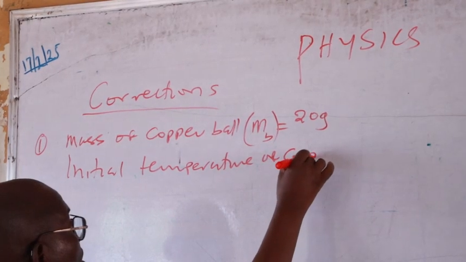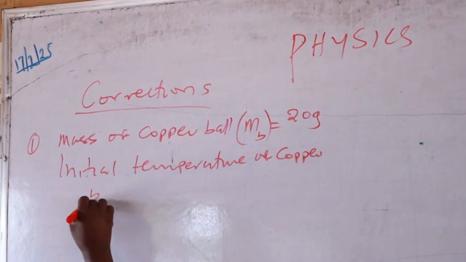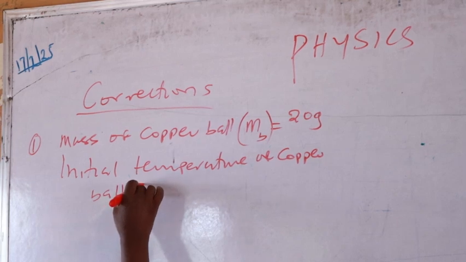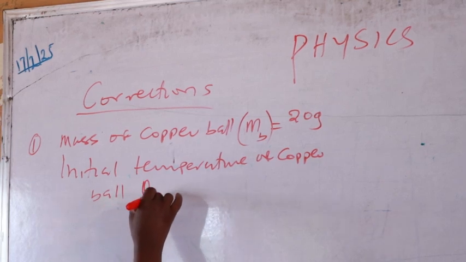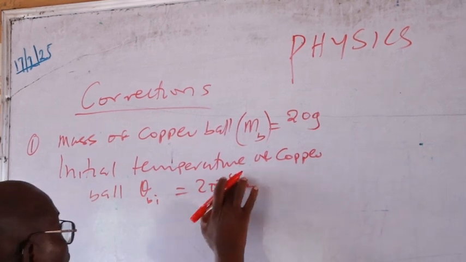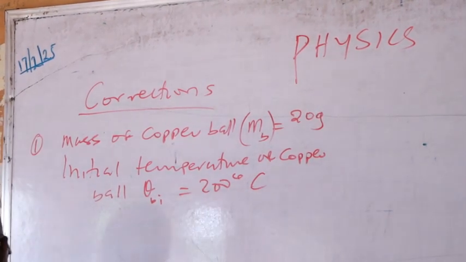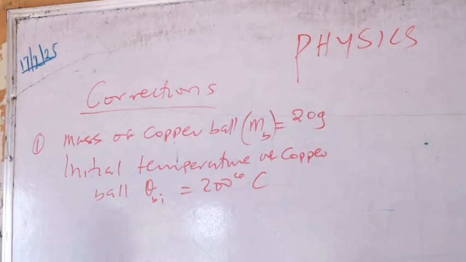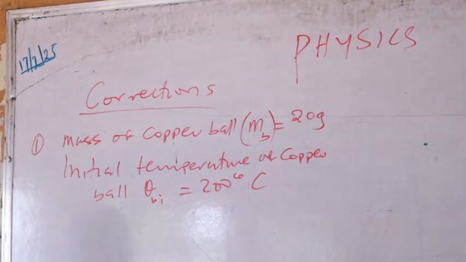Copper ball, that's theta B1 is equal to 200 degrees Celsius. Then we are told it's placed in a copper calorimeter.